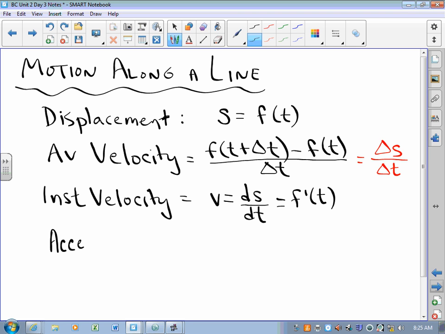The other thing to bear in mind is acceleration. Acceleration is the rate at which the velocity is changing. So we abbreviate A for acceleration. It is the derivative of velocity with respect to time. So it's the second derivative of position with respect to time. So if I have a displacement function and I've got to get to acceleration, that's two derivatives. One to get me velocity, one to get me acceleration.